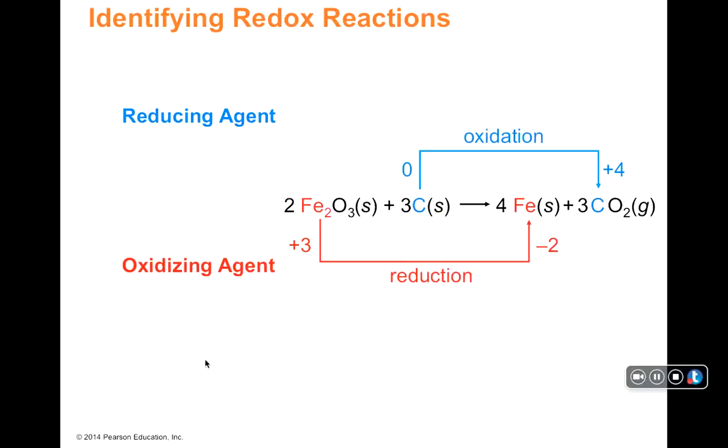Here's another example. So iron oxide, to start here, the oxygen is -2. There's 3 of them, so total charge on oxygen is -6. Iron's +3, there's 2 of them, +6. So oxidation number on iron is +3 to start. And the product is iron in its solid state, which is its elemental state.